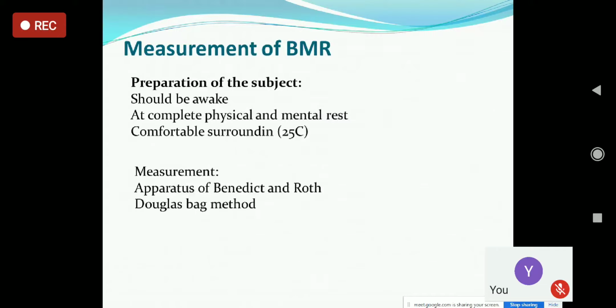There are different methods, and various formulas have been devised to measure the BMR. When you prepare, the subject should be awake, at complete physical and mental rest, and in comfortable surroundings. The measurement can be done by two methods: one is using the apparatus of Benedict and Roth, and the other is the Douglas Bag method. Various formulas have also been devised that use age, weight and height to calculate the BMR.